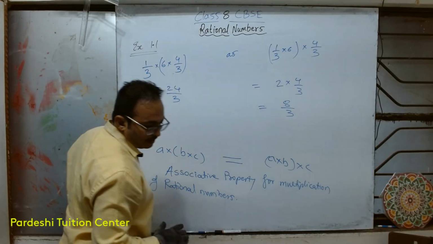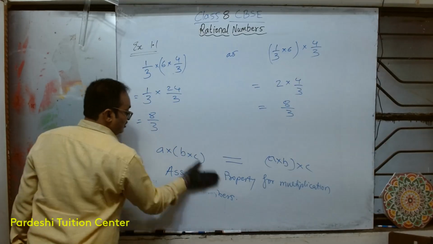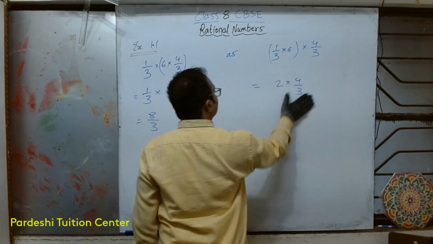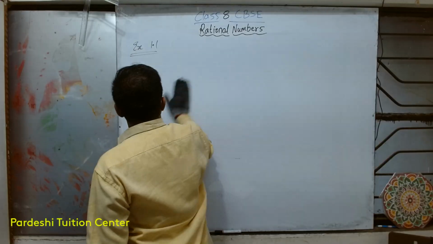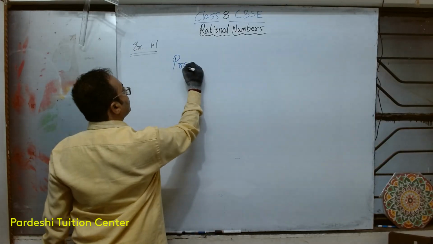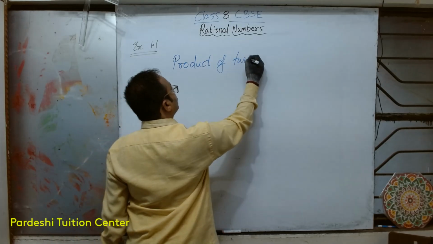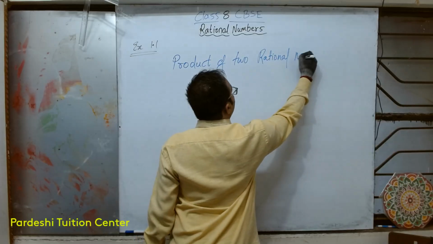Let us take question number 3. The product of two rational numbers is always a... Okay, let us try to identify the product of two rational numbers.